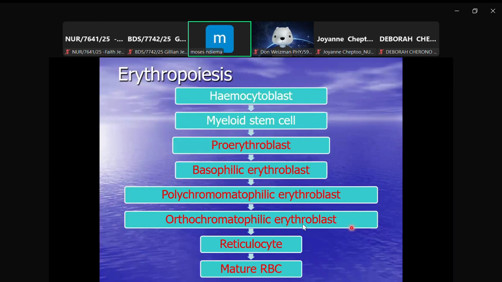And then we have the lymphoid series. In the lymphoid series, we have the formation of the lymphocytes. So this is what we have as the progenitor cells, which are differentiating from colony-forming units.